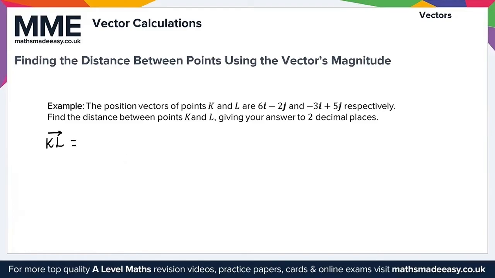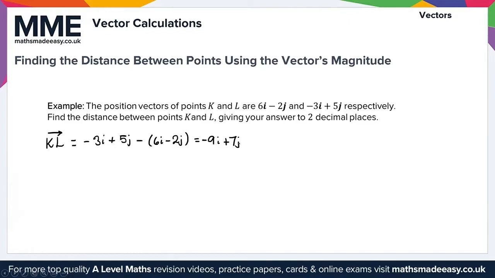So in that case, the vector kl is simply going to be minus 3i plus 5j minus the vector here for k. Okay, so minus 6i. We'll put this in brackets just so we don't make any mistakes with our minus signs here. Minus the 2j there. Well, in that case, we've got minus 3i minus 6i, so that gives us minus 9i. And then we've got plus 5j minus 2j. So that's 5j plus 2j, giving us 7j there.